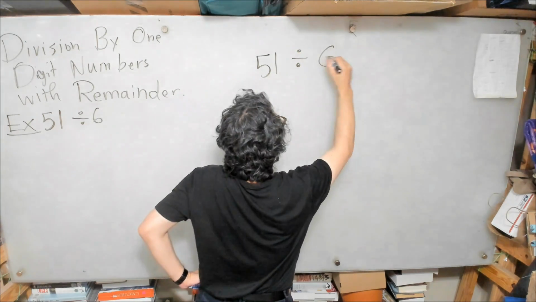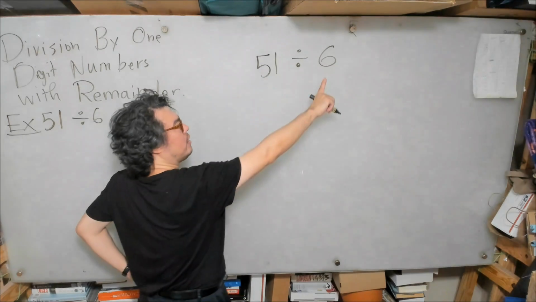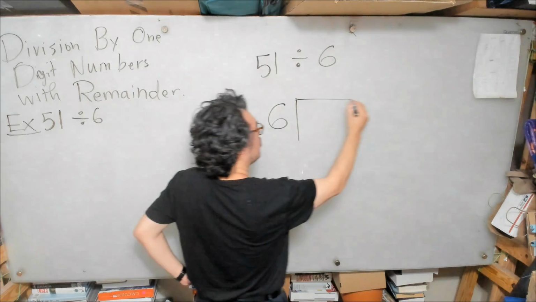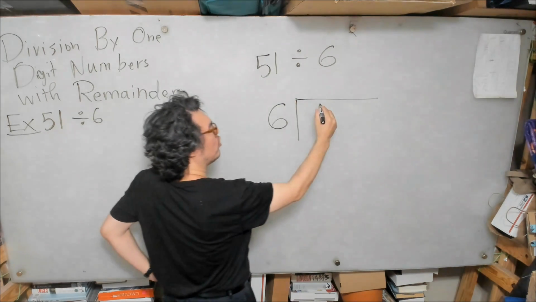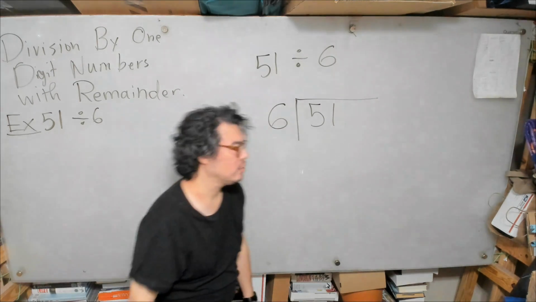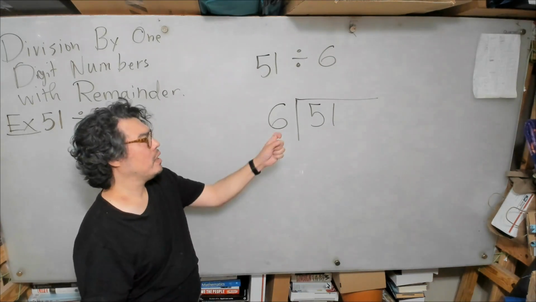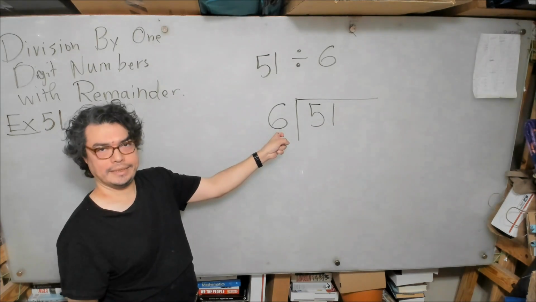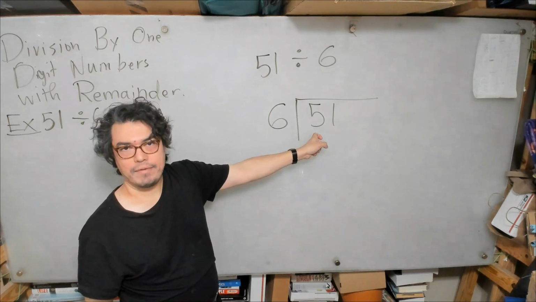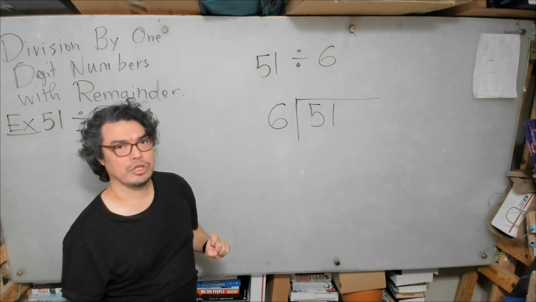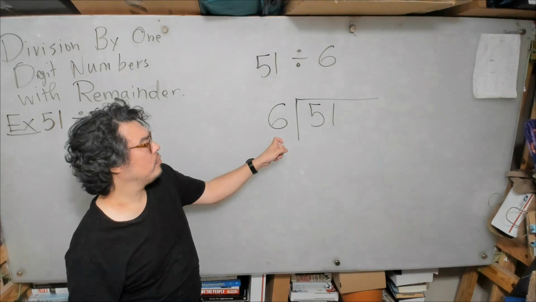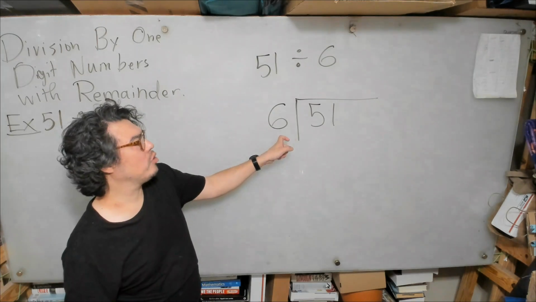So what happens is that the number you're dividing by will go outside of the long division house. And the number you're dividing, in this case the 51, goes inside the division house. And the way you want to think about this is, how many times does this number, in this case 6, go into 5 at first? It doesn't go into 5, right? So as a result of that, sometimes you can put 0, but we're not going to do that. You then ask, does 6 go into 51?